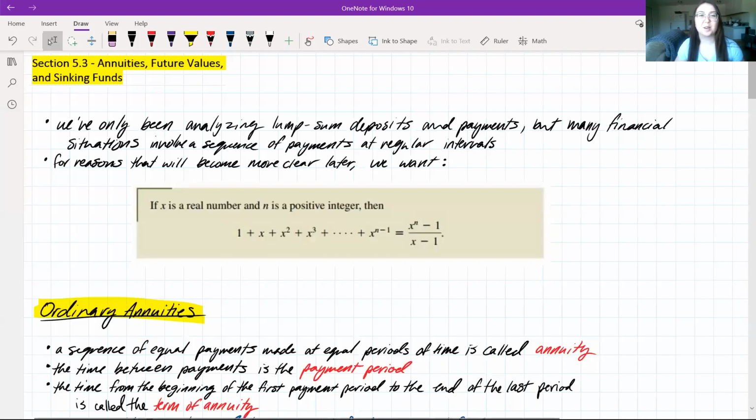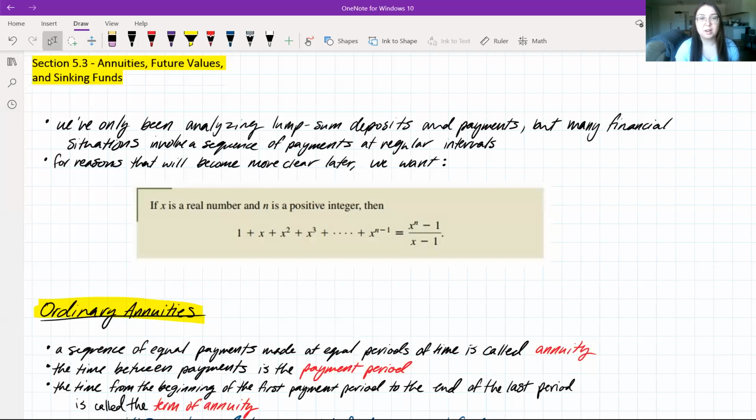Hello everyone, we're going to talk about section 5.3, which is about annuities, future values, and sinking funds. So we've already heard the term future values, but in this section we'll be figuring out how to calculate annuities and then also how to calculate sinking funds.